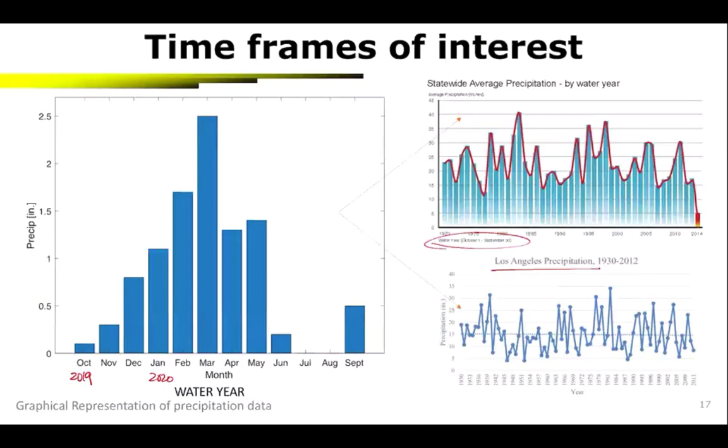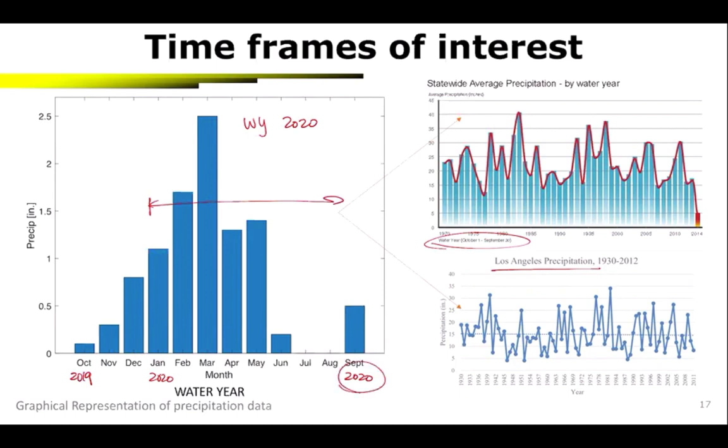Then we start our 2020, and this is going to be 2020. And this would be considered water year 2020, where the bulk majority of the precipitation is actually going to be from this point on, and that's predominantly in year 2020.